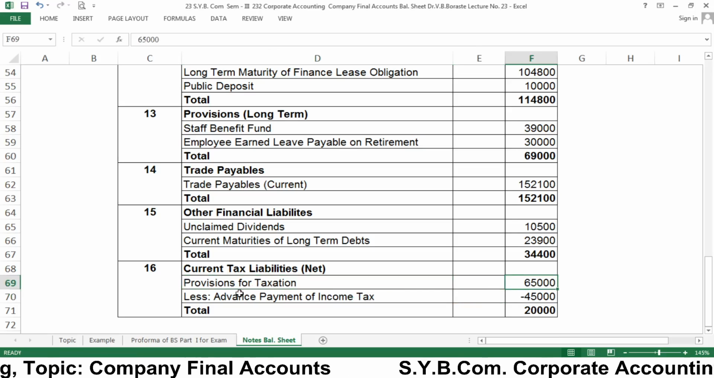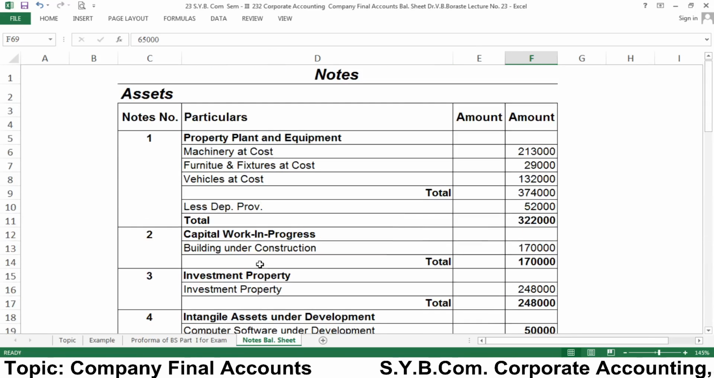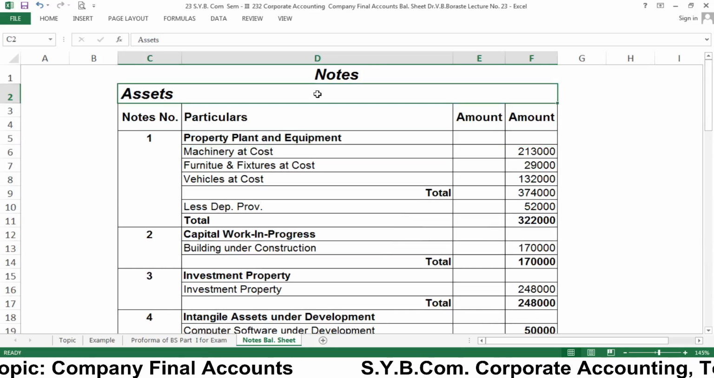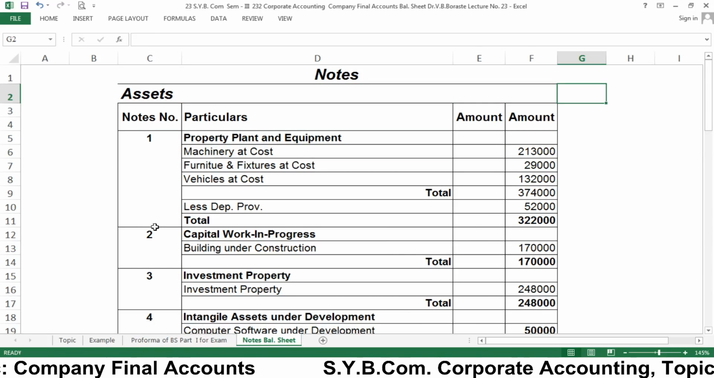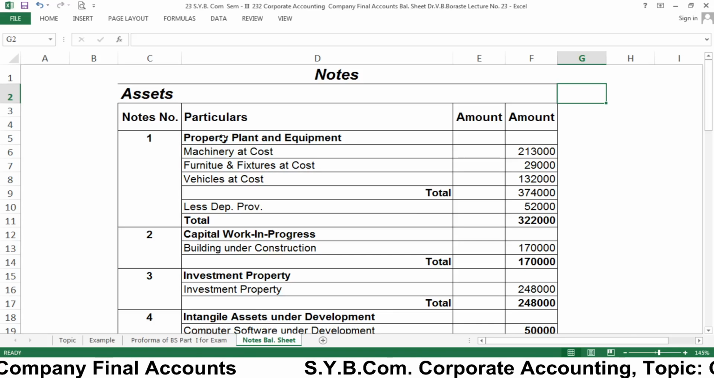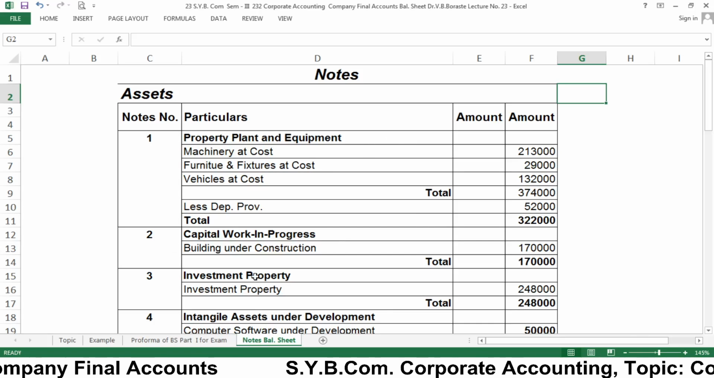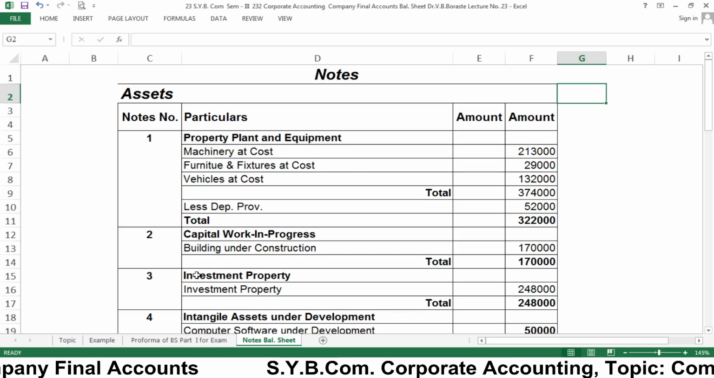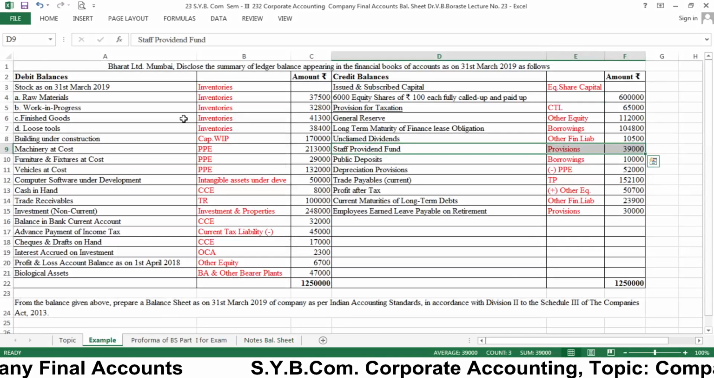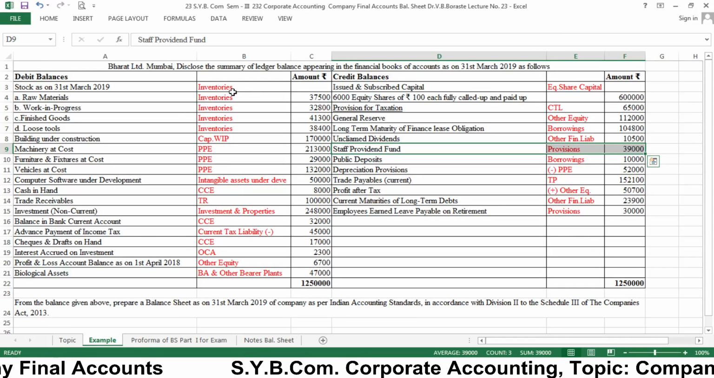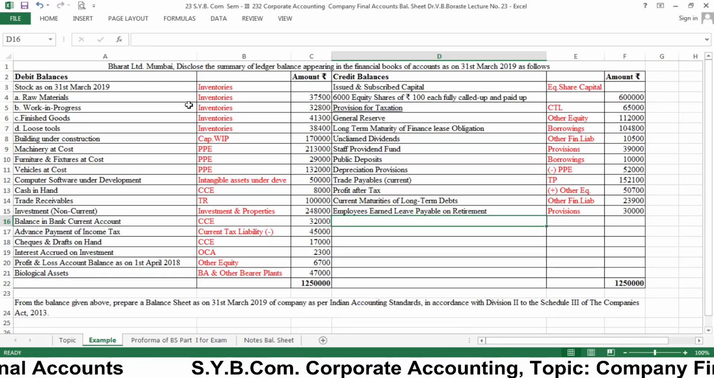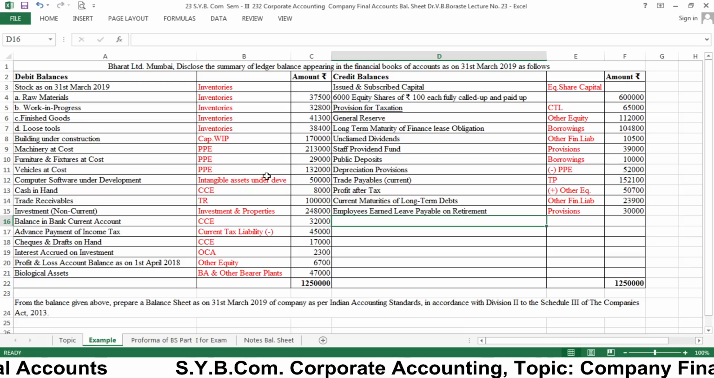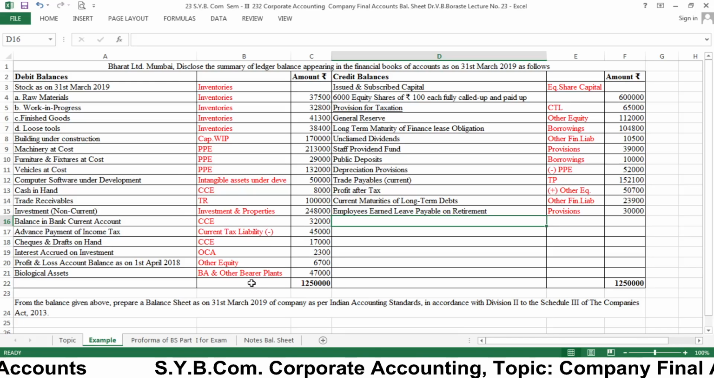So in this way we can calculate the notes, and after this calculation of notes we have to put all these figures under the appropriate title, that is first one is property, plant and equipment, capital work in progress, investment, and so on. This we have to decide as per our example. So when you are going to solve this example, you have to consider which note we have to prepare.